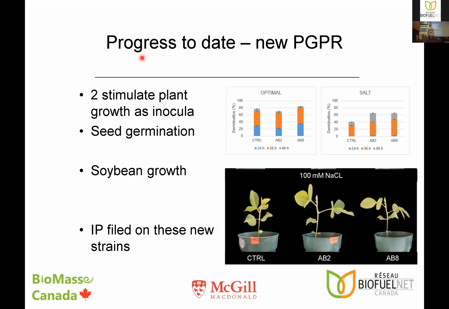Progress to date, here we are, new PGPR. This is not the ones that produce the exudate, but the ones that just inoculate onto the plants. So here we are, this is the control. These are the 2 different strains. And this is in the presence of salt stress. Without the salt stress, they had much less effect. But here you can see, and here's data you can see. But with a bit of stress, plants are pretty much always stressed in the field, at least part of every day. So you can see effects on soybean growth, and intellectual property has been filed on these strains, all 3 of them.